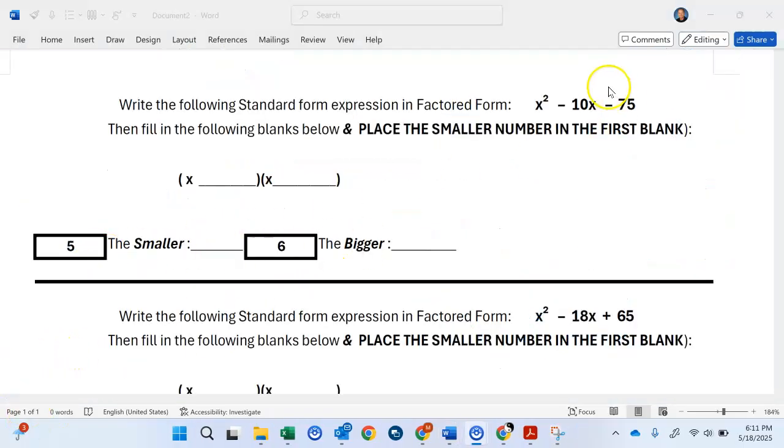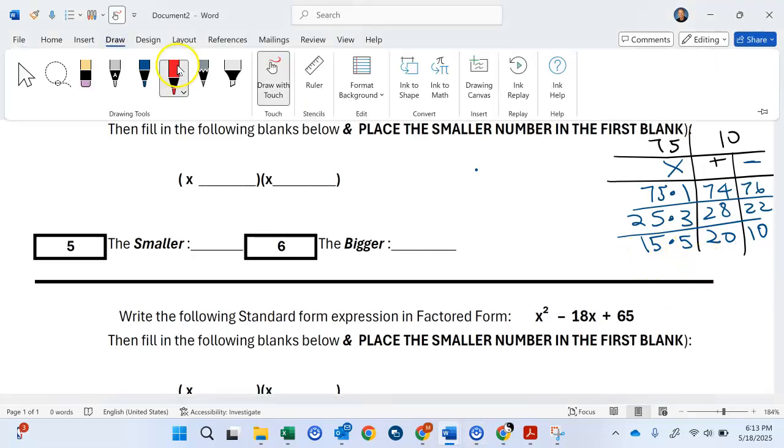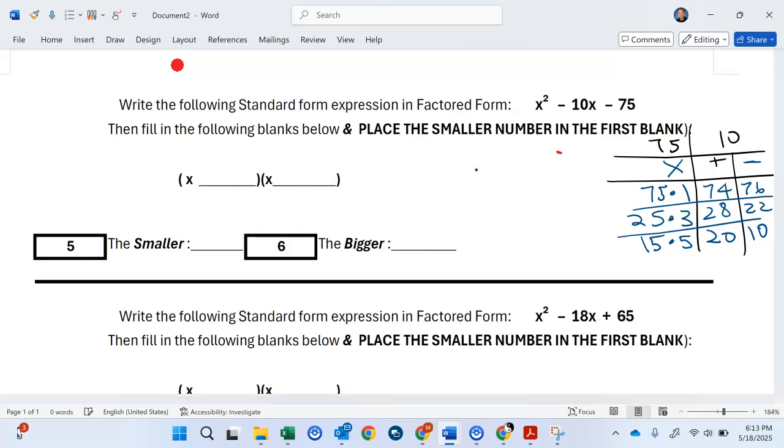Let's try number 5 and 6. Go ahead and try it to see what you get, and then come back and I'll show you what I got. Okay, so this is the table I got, and I tried numbers that multiply to 75, and here I finally found that the number that gave me the 75 and 10 is this right here. Okay, so that tells me the numbers are going to be 15 and 5.